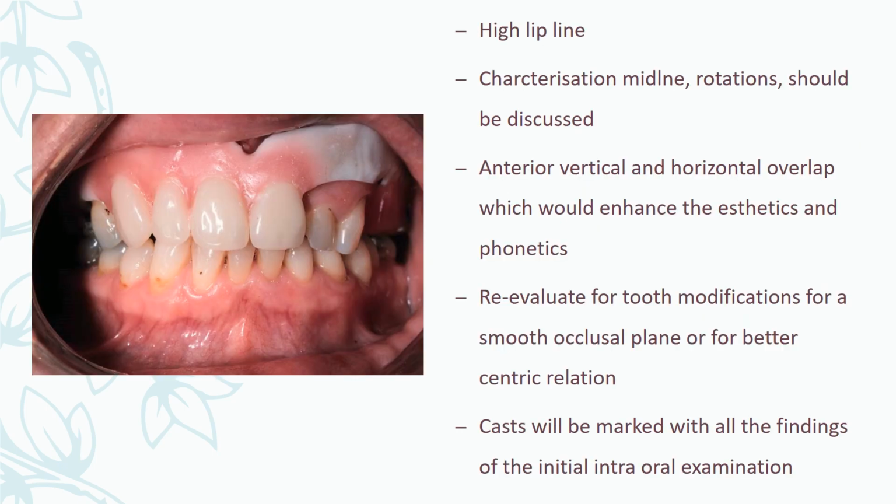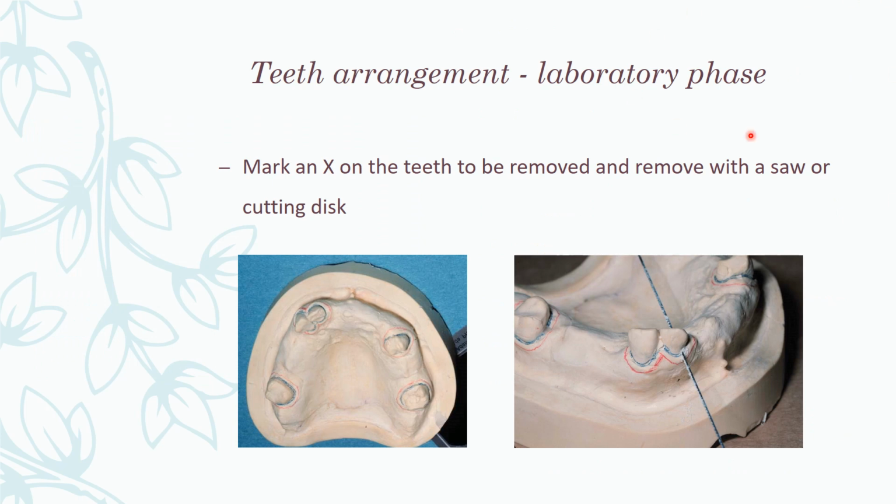Now we have to see the high lip line. How's the lip line? We're supposed to arrange and do the teeth setting according to that. We have to give characterization of the midline rotation. It can be discussed with the patient. Vertical and horizontal overlap, which enhances the aesthetics and phonetics, also has to be taken care of. Then the tooth modification has to be re-evaluated for occlusal plane or centric relation. The cast will be marked with all the findings of the initial intraoral examination. Everything will be marked, and now coming to the teeth arrangement, the lab phase.